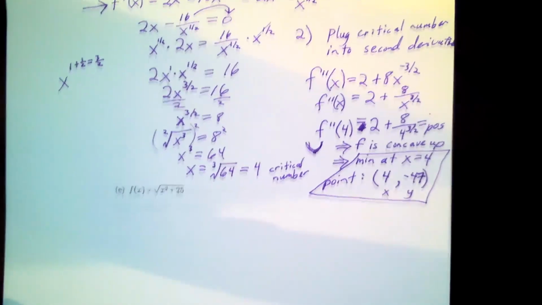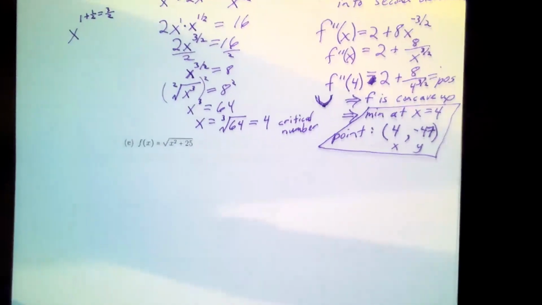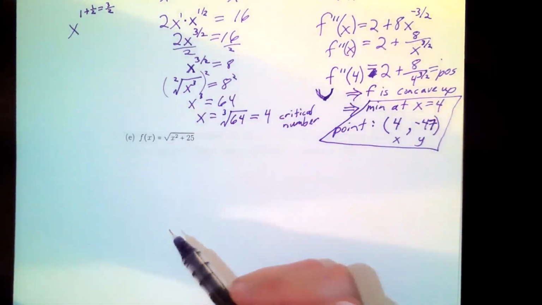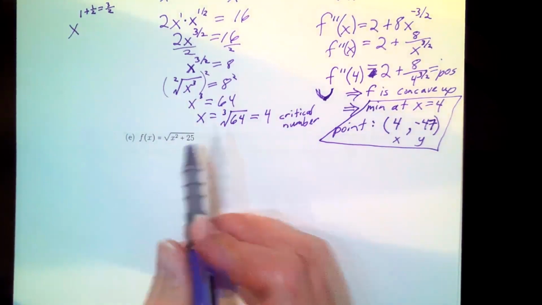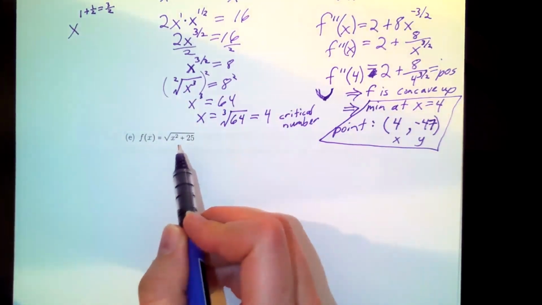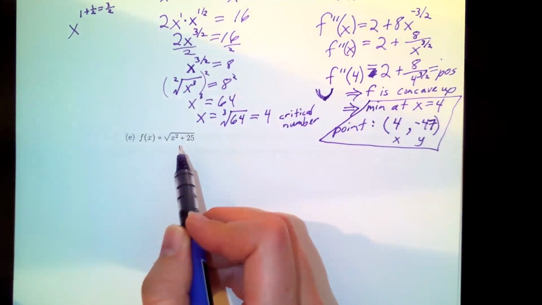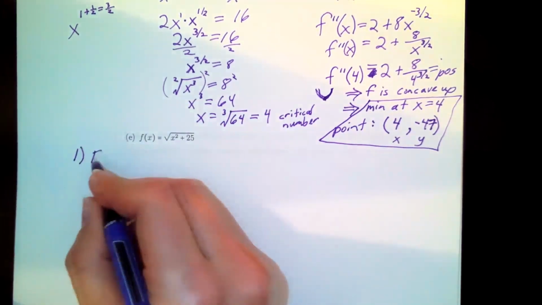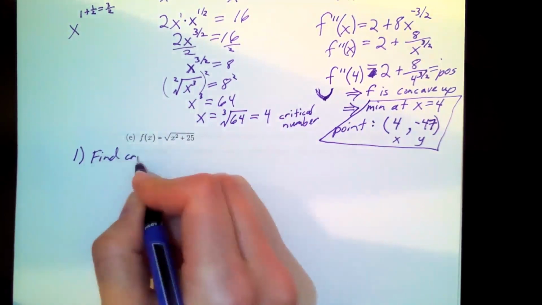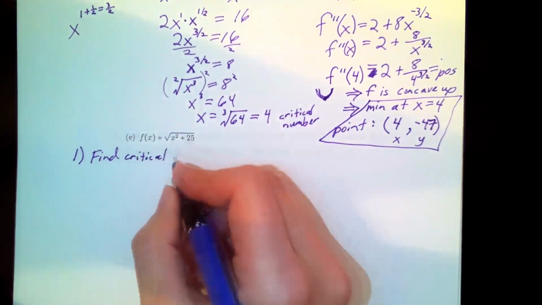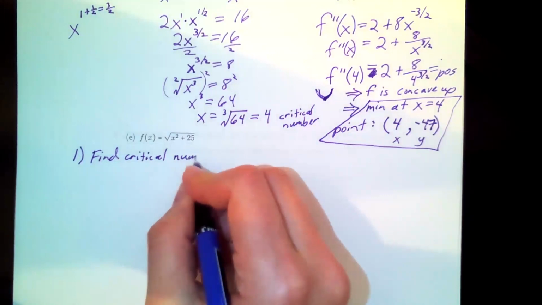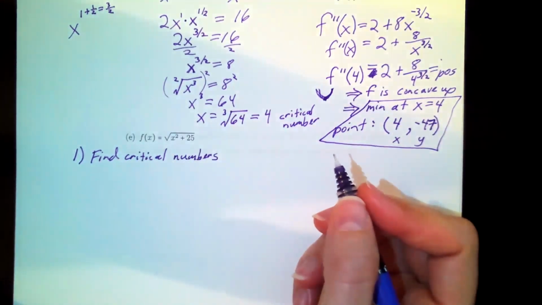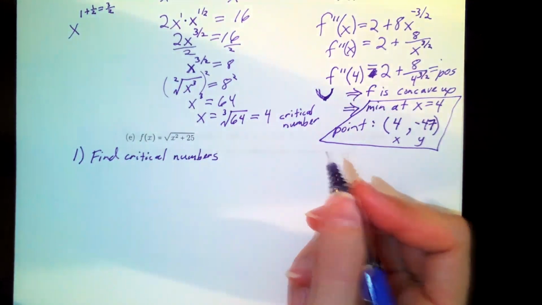Let's scooch on down here to the next one. Same directions. Find any local maxes and mins of this thing by using the second derivative test. What that means is I'm going to need to find the critical numbers and plug them into the second derivative. So first step is find your critical numbers, because those are my potential maxes and mins. To find critical numbers, we are going to take the derivative and set it equal to 0.